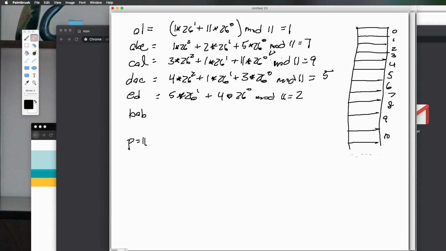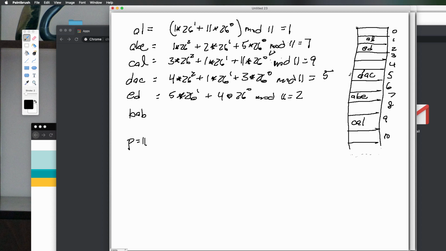Okay, so the first thing that we see, if I come over here, here's Al. And 7 is Abe. And Cal is at 9. And I've got Dak at 5. That's Dak. And then I've got Ed at 2.